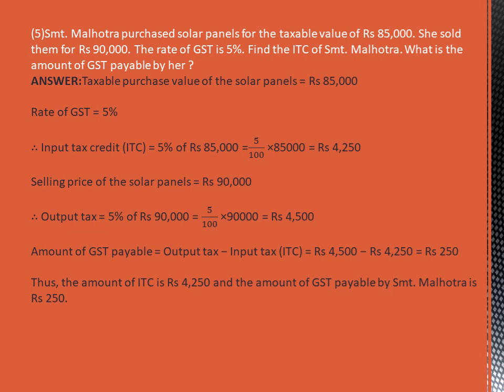Are you understanding? You calculate the input tax credit, you calculate the output tax, and then subtract input tax from output tax, and you will get the amount of GST.